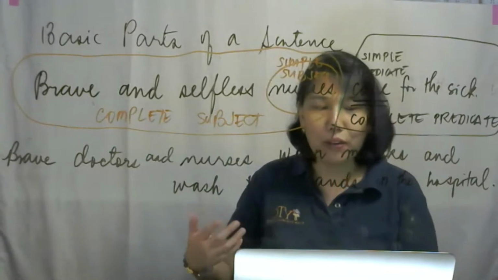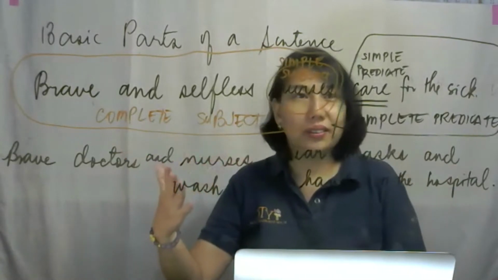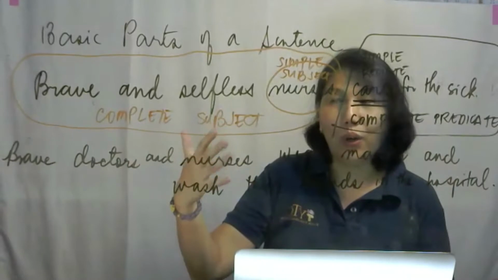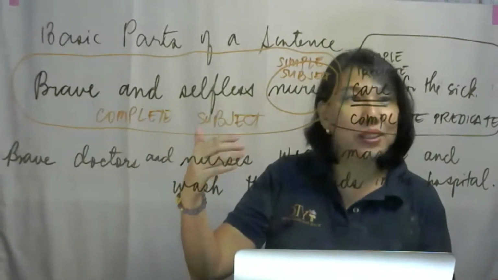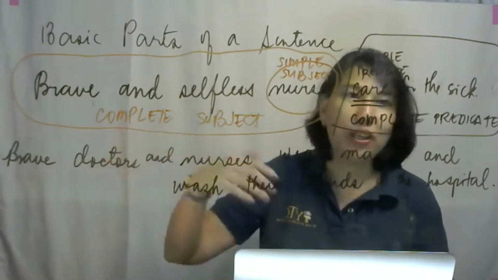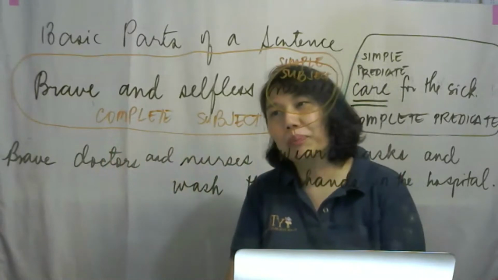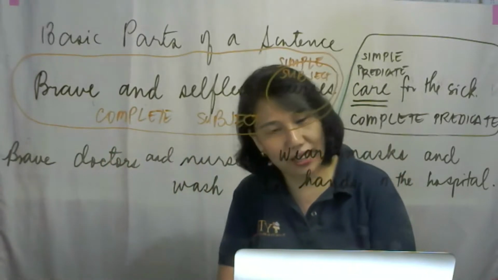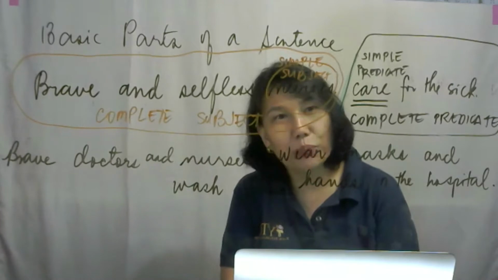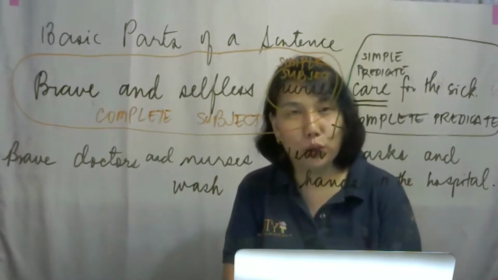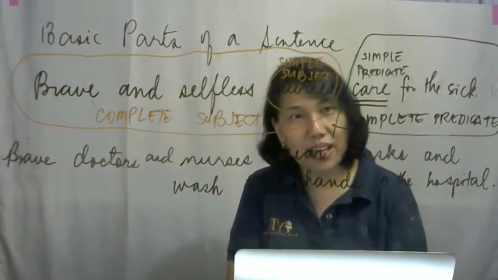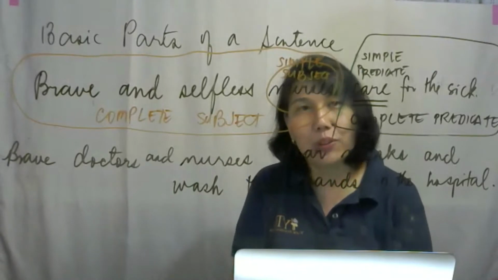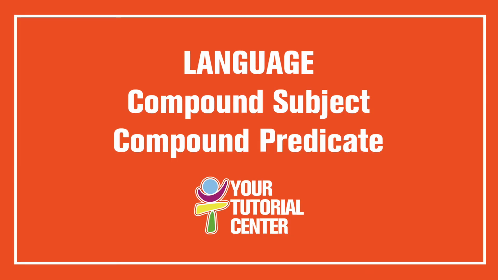However, I also wrote another sentence after that. Why? To show you that there is a third kind of subject and predicate, and that is what you call the compound subject and the compound predicate. So, what is a compound subject and what is a compound predicate?